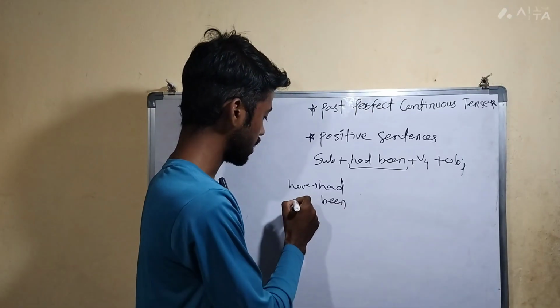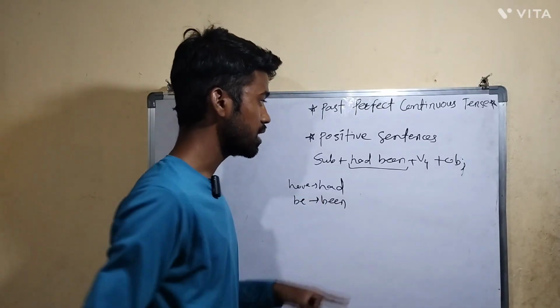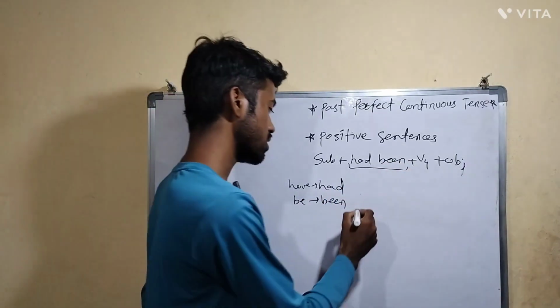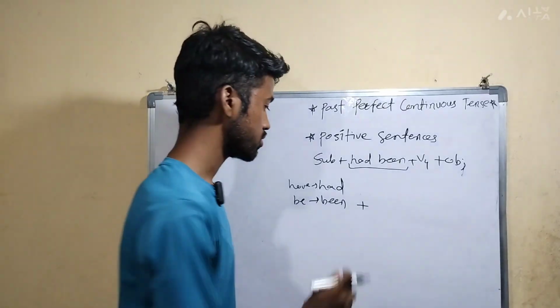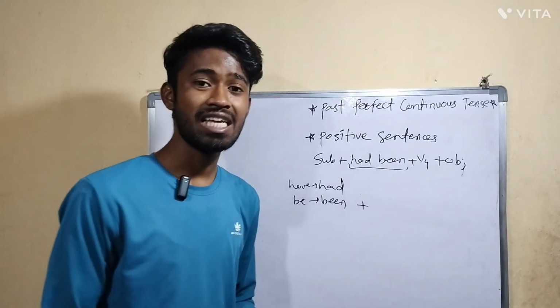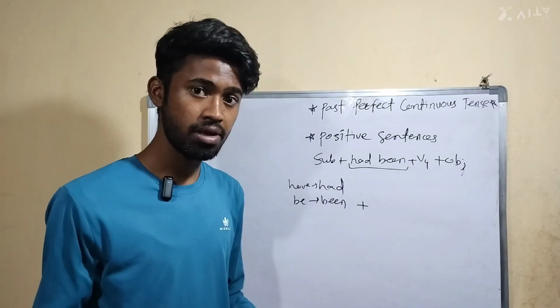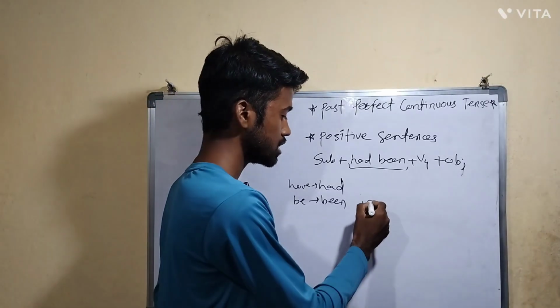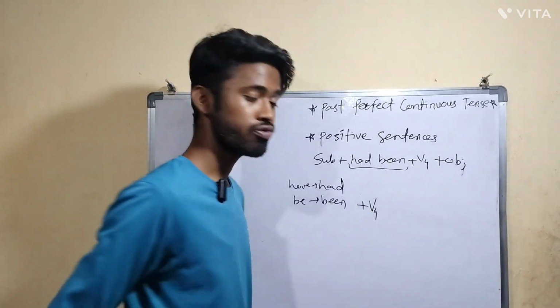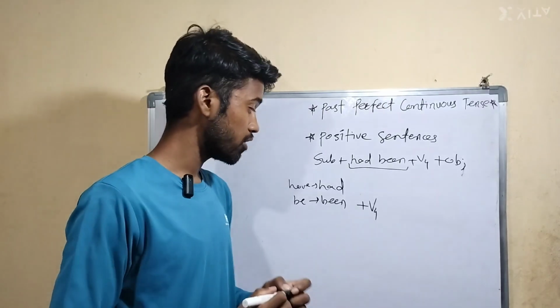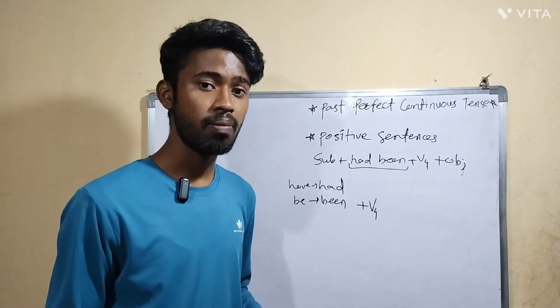In the first video, we have seen this be form. Now here the be form is there, right? What are the be forms? Am, is, are, was, were, be, being, been. These all are the be forms. So whenever it is a be form, we always use the fourth form of verb. Okay, with be forms we always use the fourth form of verb.